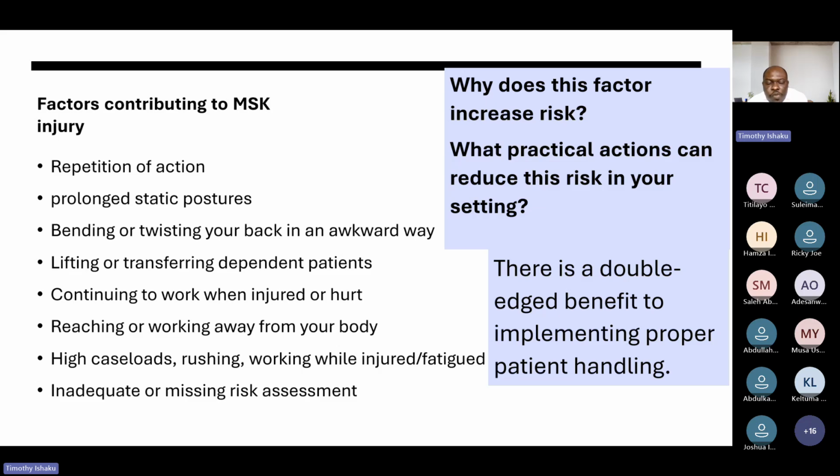The next one I want us to consider is reaching or working away from your body, which is, I think, the same thing that we talked about earlier on. Why it increases the risk: the more we reach away from our body, the more it increases the spinal strain and reduces the control over the patient movement. Where possible, keep the patient as close as possible to yourself, clear objects or obstacles that make you reach over, use equipment to bring the patient close to you, or ask two people to help.